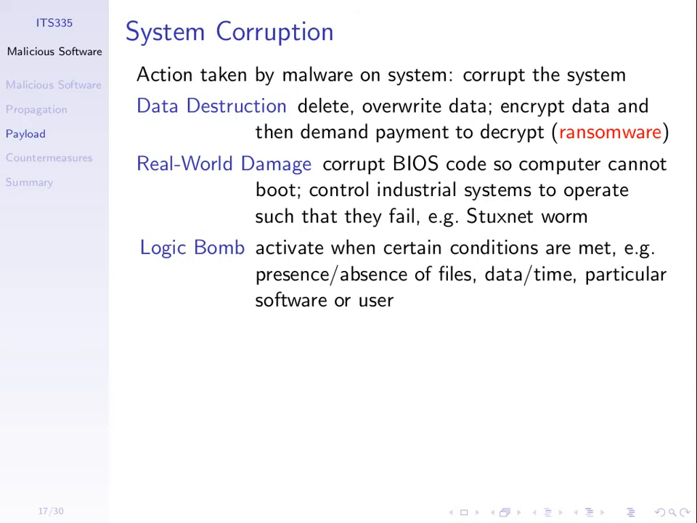What can malware do? What actions does it take? Once it's infected your computer or your software, what does it do? Well, different things. It can do data destruction: delete data, overwrite data. Overwriting can be worse in some cases than deleting, because you think the file is still there, still on the system, maybe still the same size as before, but the contents have changed.